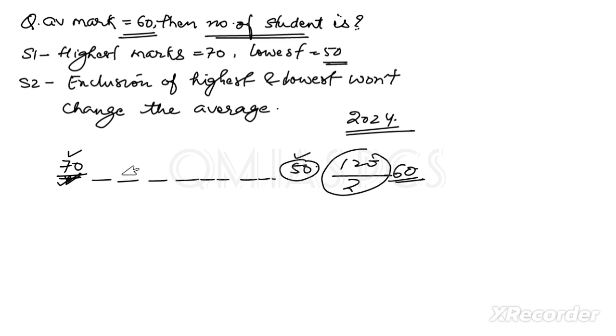It can be any number. Is it clear? This statement is right. That's fine. Exclusion of highest and lowest won't change the average. That's right. But we cannot say what the total number of students is from this statement.